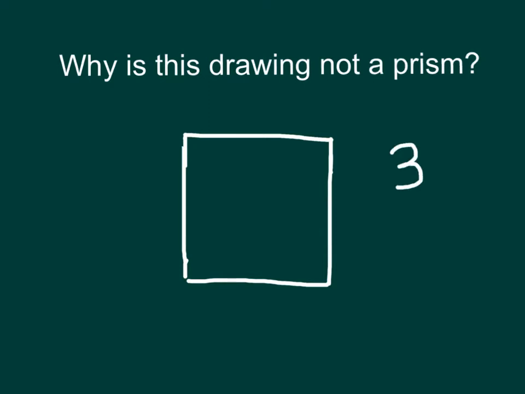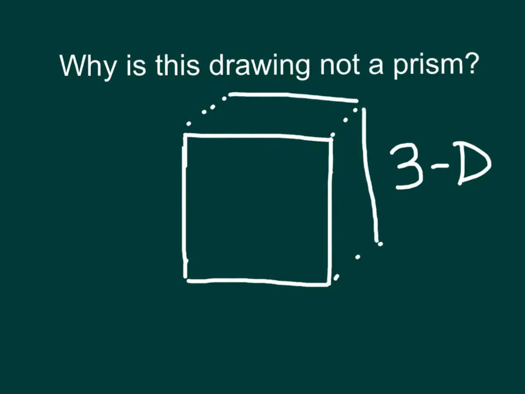Prisms are three-dimensional or 3D shapes. They stand out and take up space. If I were to turn this drawing into a prism, I would need to add some depth to the picture or show that it has sides. I just turned my two-dimensional square into a three-dimensional prism.